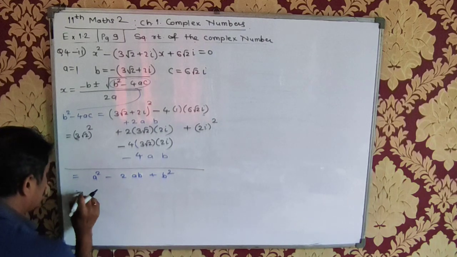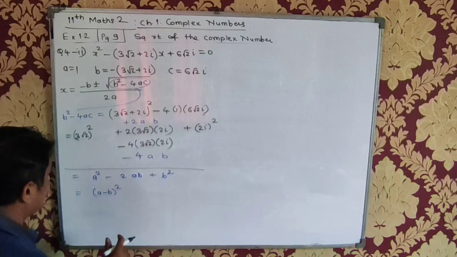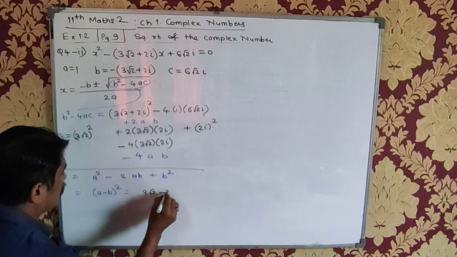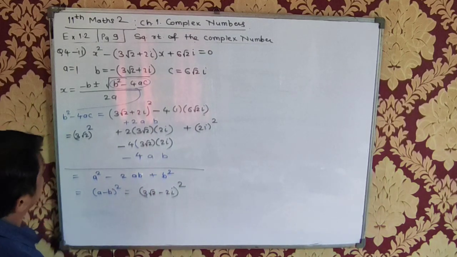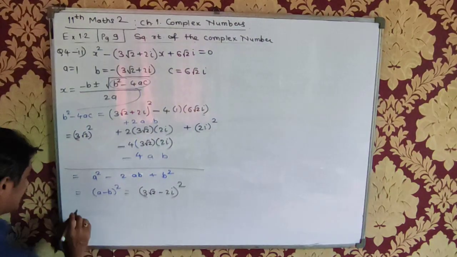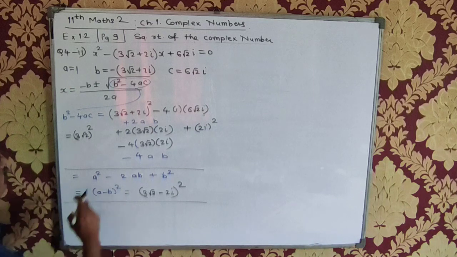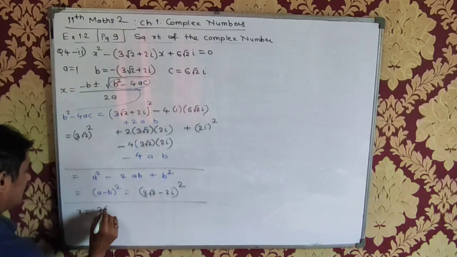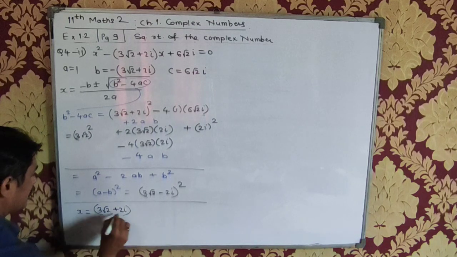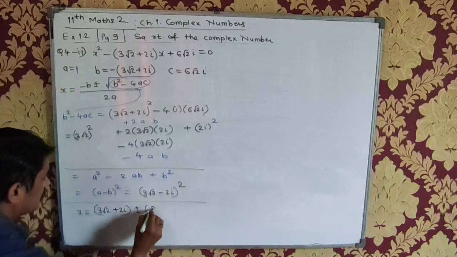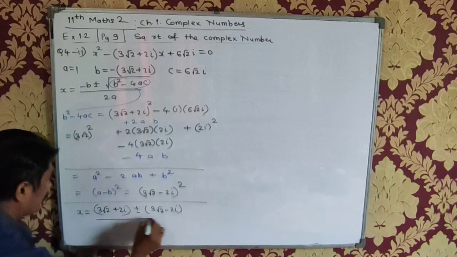So this is basically (a minus b) square. Yes or no? Now this is quite a shortcut which I am doing. (a minus b) square is (3 root 2 minus 2i) square. Now you just have to substitute. So x is equal to, square and square root go away, minus b, that is 3 root 2 plus 2i, plus or minus (3 root 2 minus 2i), upon 2.